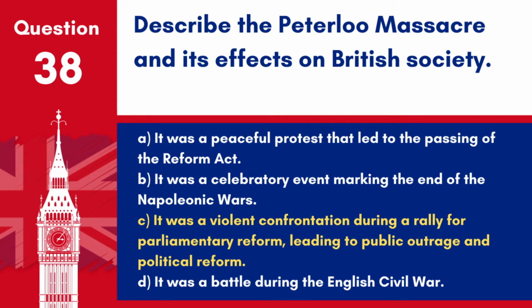Answer. C. It was a violent confrontation during a rally for parliamentary reform, leading to public outrage and political reform. The Peterloo Massacre occurred in 1819 when cavalry charged into a crowd of protesters, resulting in multiple deaths and injuries, which significantly influenced public opinion and accelerated the push for democratic reform.